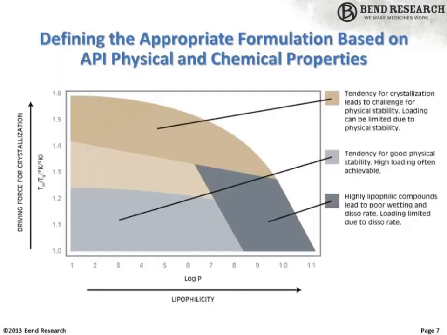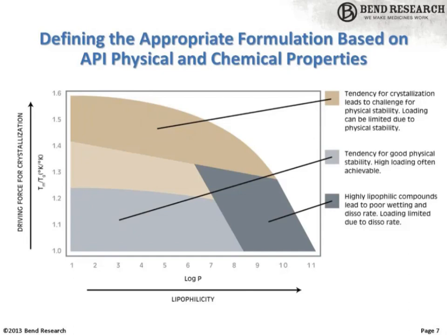When formulating as an amorphous dispersion, it's important to be predictive of the performance, the stability, and the manufacturability of a compound. Page 7 shows a variety of different spaces, in which we're showing the melting point divided by the glass transition temperature on the y-axis versus the lipophilicity of the compound, or the log P, on the x-axis. And you can see some challenges arise when you hit the extremes of this type of plot.